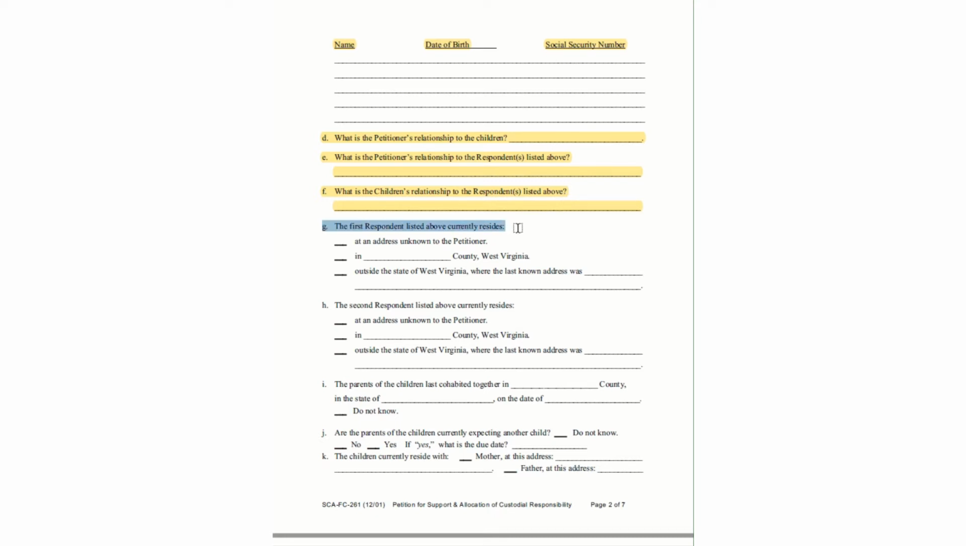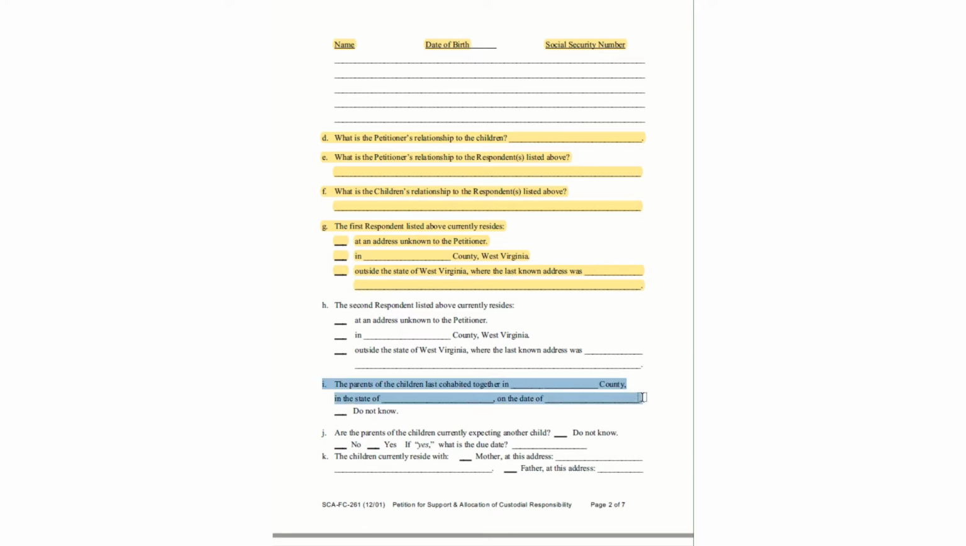On line G, you would put some information about what you know about where the respondent currently lives. If you don't know the address, you would mark that first line. On the second line, you would mark the county in West Virginia where they live, or if the person lives outside of West Virginia, you would put the last known address. H gives you the option if there's a second respondent or person involved to put information about where they live as well. If there's not a second respondent, just leave that information blank.